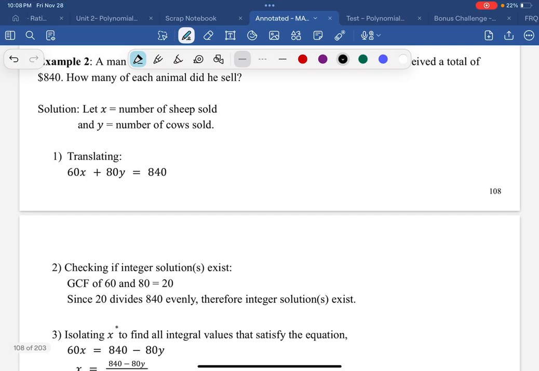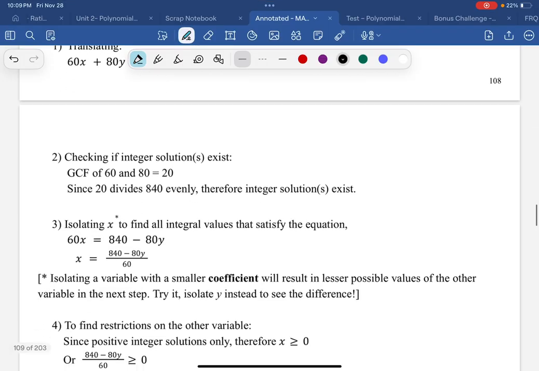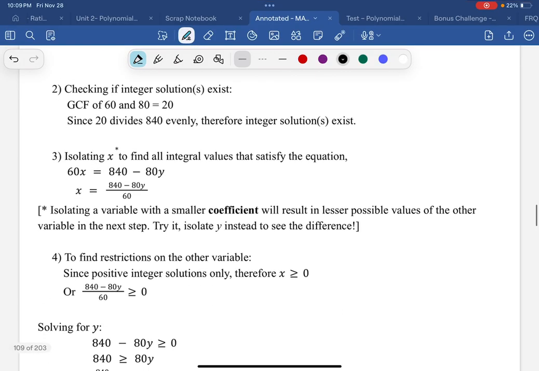Checking to see if there's a solution. So the GCF of 60 and 80 is 20, and 840 is divisible by 20, so we're good there. We know that there's at least one solution. So what they do is they solve the equation for x.